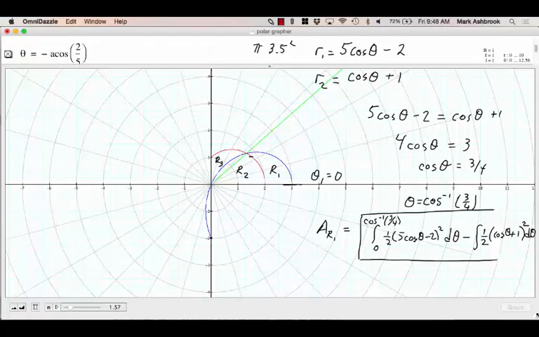So you've got to find the outside area from the pole out to the blue curve, and then you're going to subtract the area from the pole out to the red curve, and that will give you R1. Same bounds, right? Same bounds.